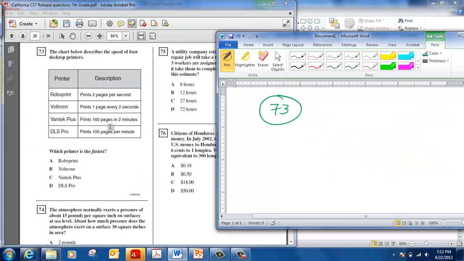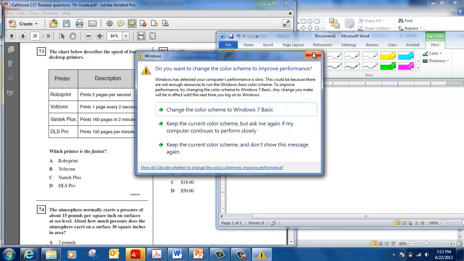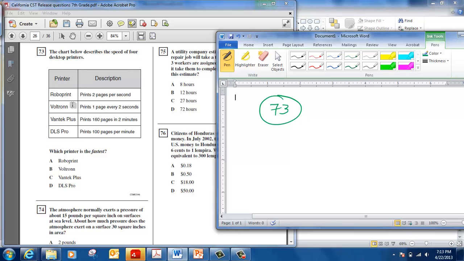It wants us to know which printer is the fastest. So if you can see that the units are different, so we need to either change them all to seconds or all to minutes. So one of the things that a student did is they just kind of went through and used their logic. So 2 pages per second, that's pretty fast. So that would mean that for a whole minute, because there's 60 seconds in a minute, that would be 120 pages. The next one is 1 page every 2 seconds. Okay, so I know that 1 second then would be half of a page.